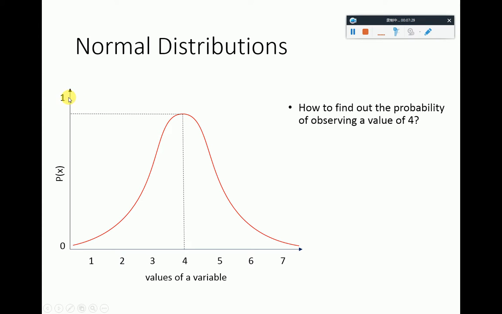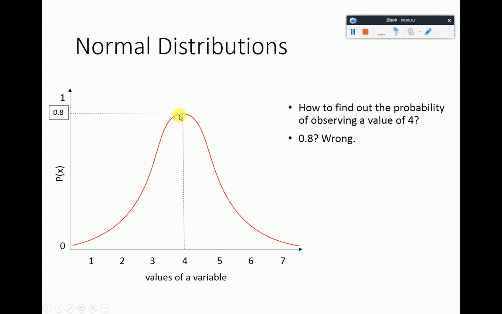So if we say, well, here is about 1, then by eyeballing, it will say, here is about 0.8. Well, not precise, but definitely between 0.7 and 0.9, so we'll say it's 0.8. So you will say, aha, the probability given this distribution of observing 4 is about 0.8. Wrong. Okay.